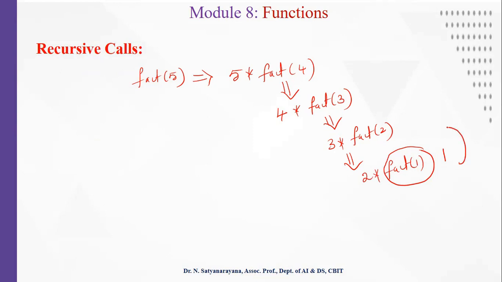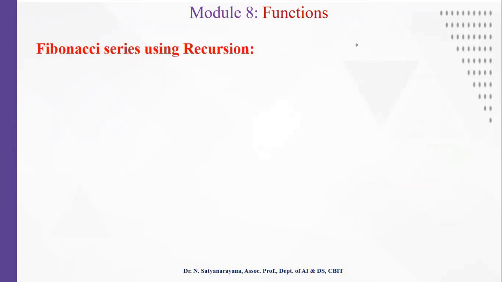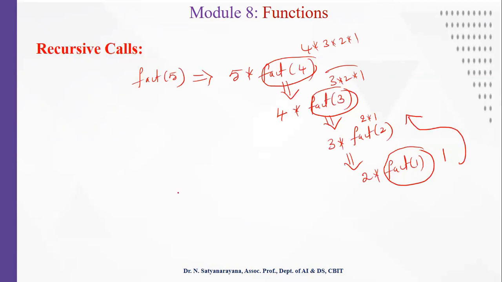So the value goes back to the previous step. Then fact of 2 is replaced with 2 star 1, and fact of 3 is replaced with 3 star 2 star 1, and fact of 4 is replaced with 4 star 3 star 2 star 1. So we use this backtracking approach. In fact, the recursive calls are managed by the operating system using a stack. Initially, we push fact of 5, the return value, into the stack, indicating where the control should come back.